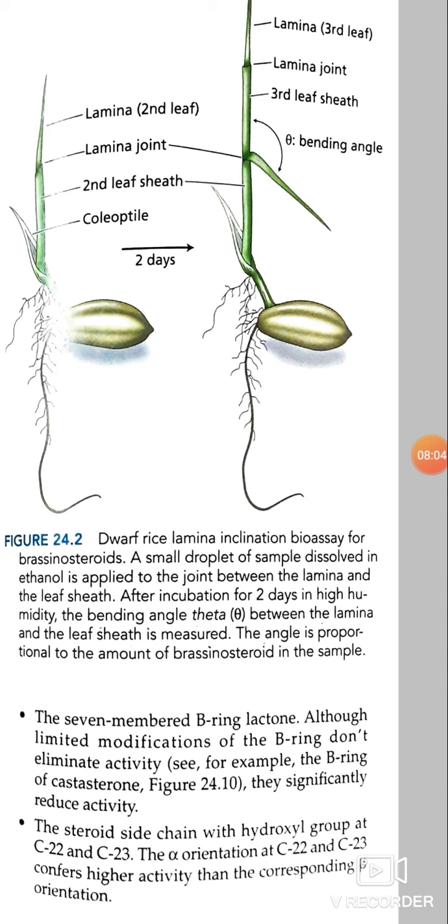So it's a bioassay method for brassinosteroids, which is called the dwarf rice lamina inclination bioassay method.